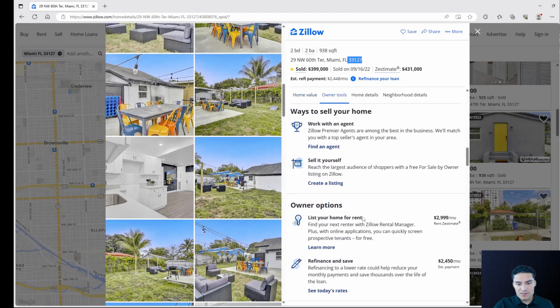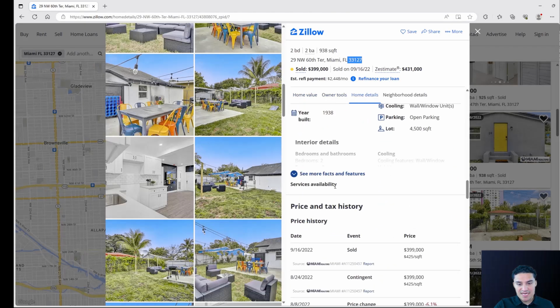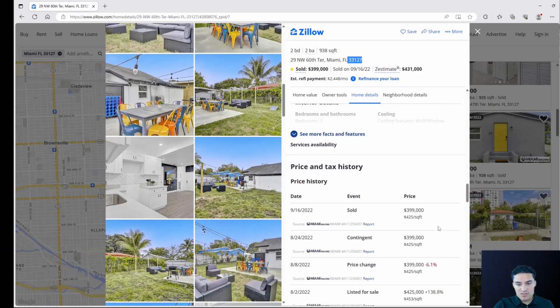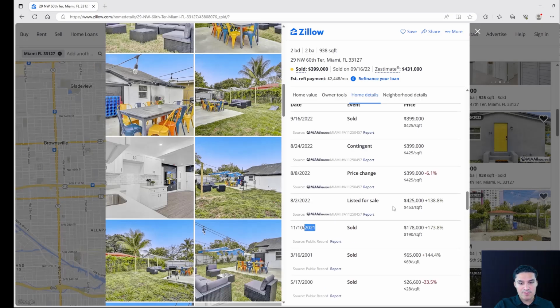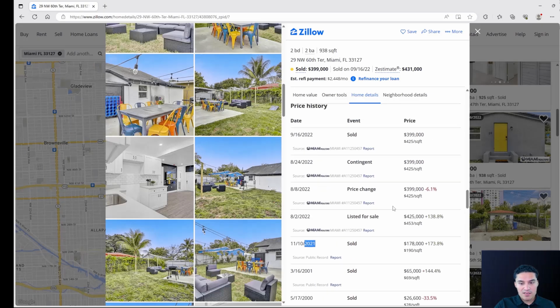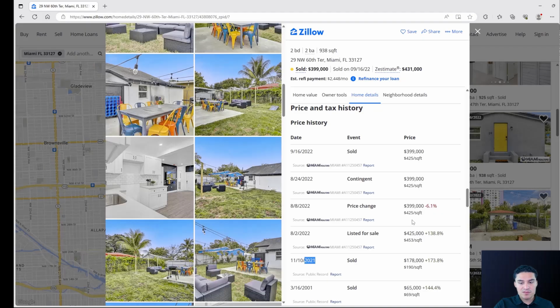So now let's take a look at the history of this property. Sometimes it has the history here. So it seems like the property sold for $178,000 back in 2021. So these people put some money on there. They probably had it rented, and it made some good profits. Now look at this right here. The property was at $425. That's what they were trying to ask for the property.